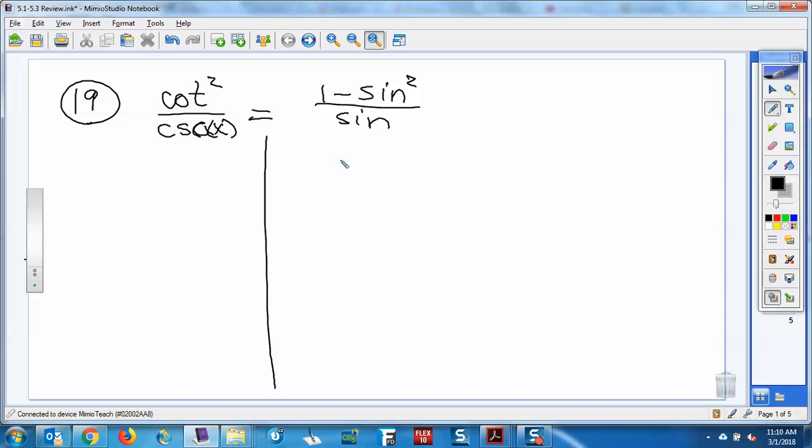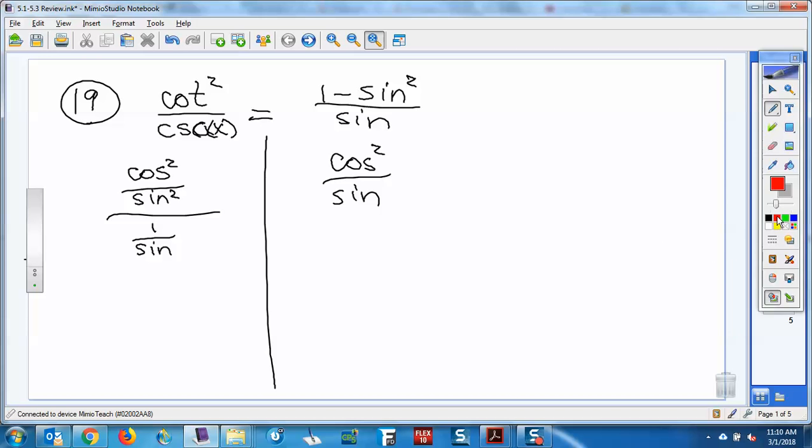Okay, so one option would be to get this in terms of cosines and sines, so that one kind of just does that automatically. Cotangent squared could be cosine squared over sine squared, and then this could be 1 over sine. This would be one route to go, wouldn't have to go this route. And then you can do what from here?